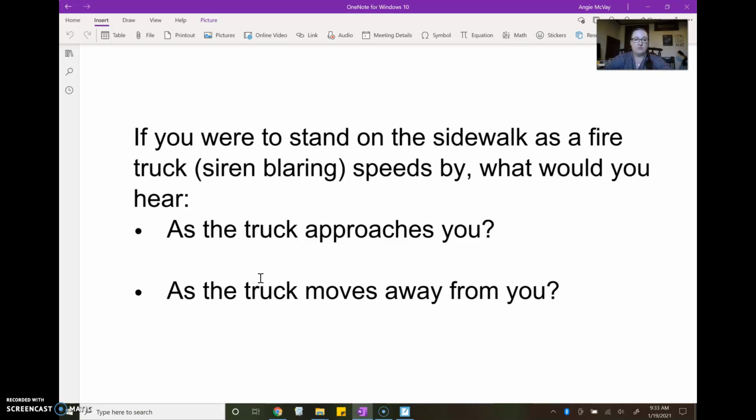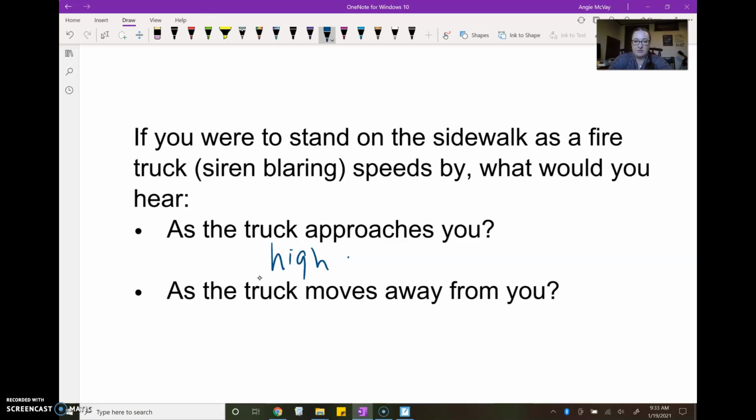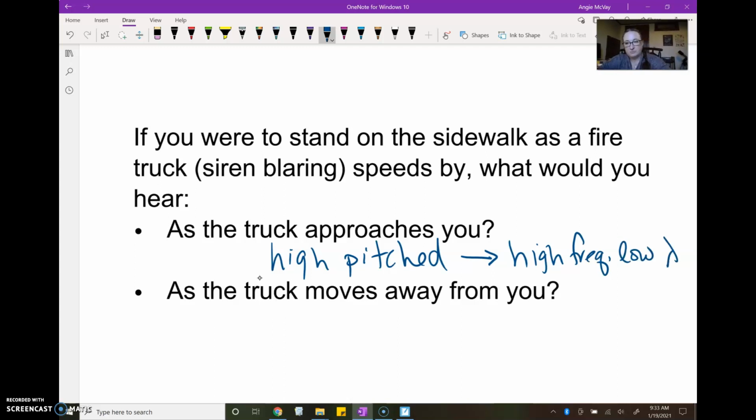Okay, so most of us have experienced this. As the truck approaches you, the perceived sound is high pitched. And it's got a high note associated with it. And when we're talking about sound, high pitches are a result of a high frequency, low wavelength. Okay, high frequency sounds or high frequency waves have a low wavelength.